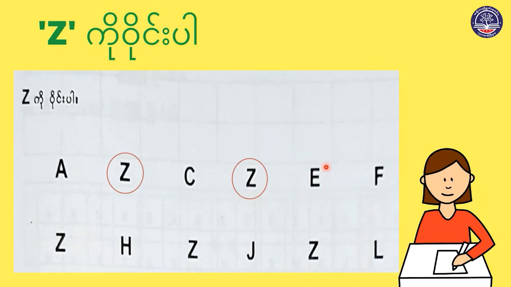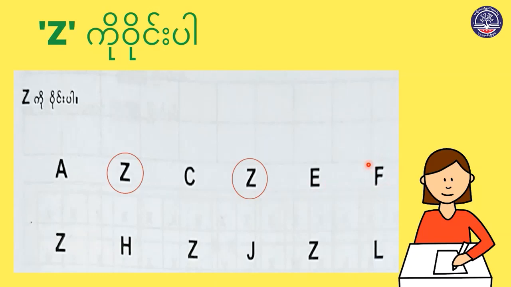Have you seen this before? We have learned about this one before. What is this? This is letter E. Correct. This is letter E. This isn't letter Z, so we are not going to circle it.